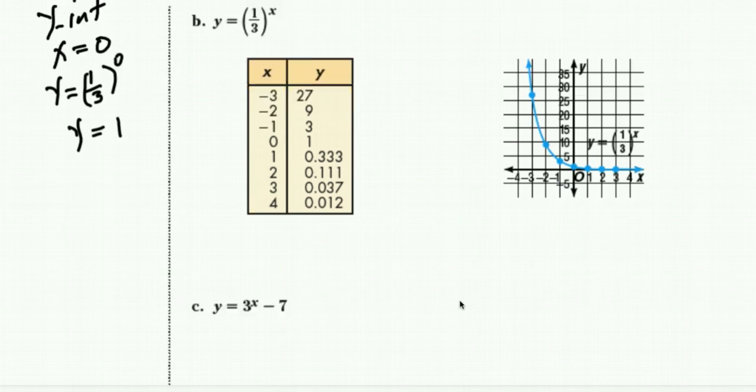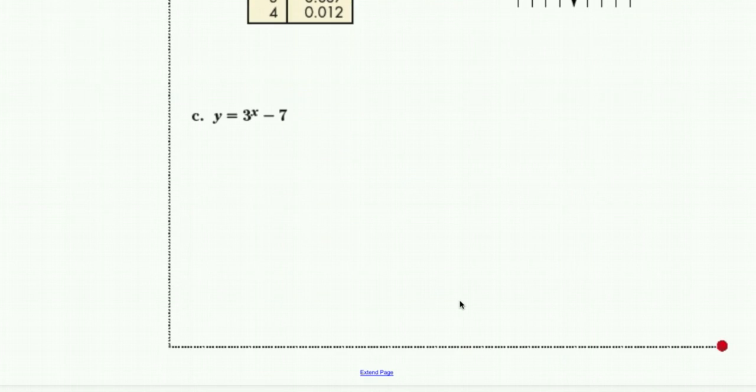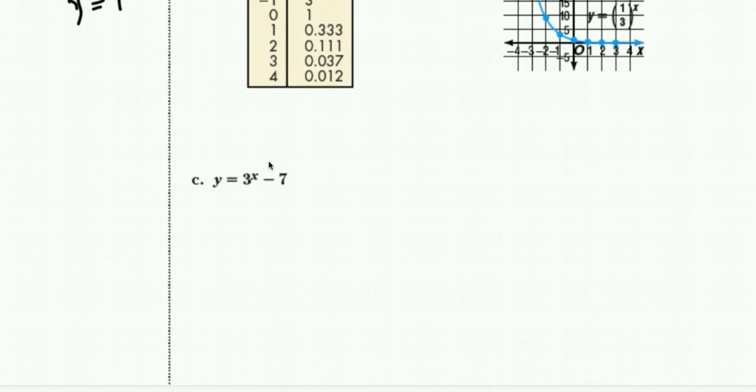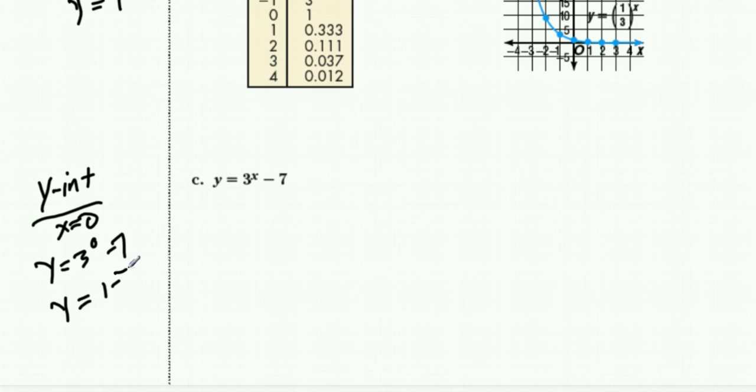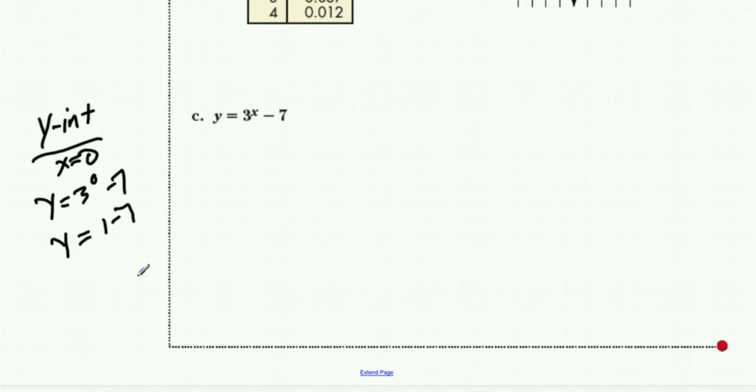Okay, let's take a look at letter C, another scenario. y equals 3 to the x minus 7. Now we have a constant, which is negative 7. And let's see how this is going to look like. First, we need to find our y-intercept. Again, our y-intercept is when x is equal to 0. So this is y equals 3 to the 0 power minus 7, or y equals 1 minus 7. So 1 minus 7 is negative 6. Our y-intercept would be negative 6. The ordered pair would be (0, -6).